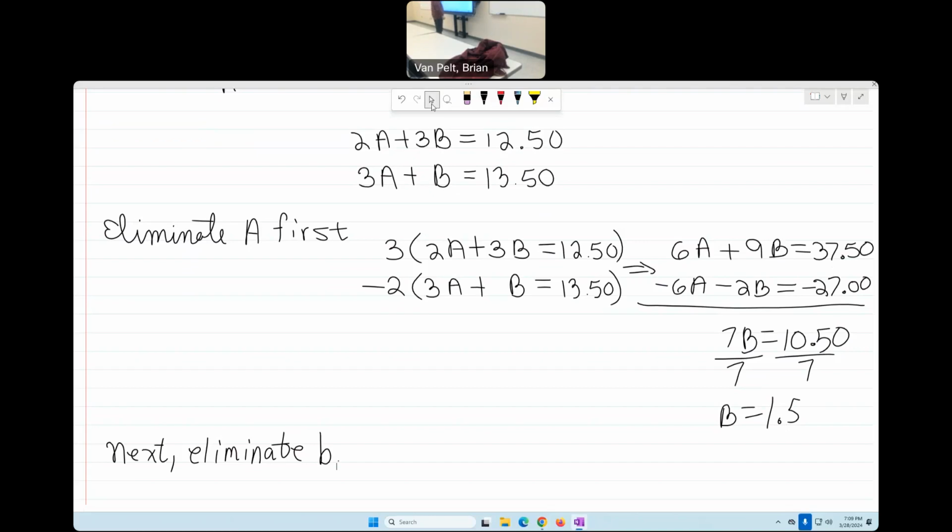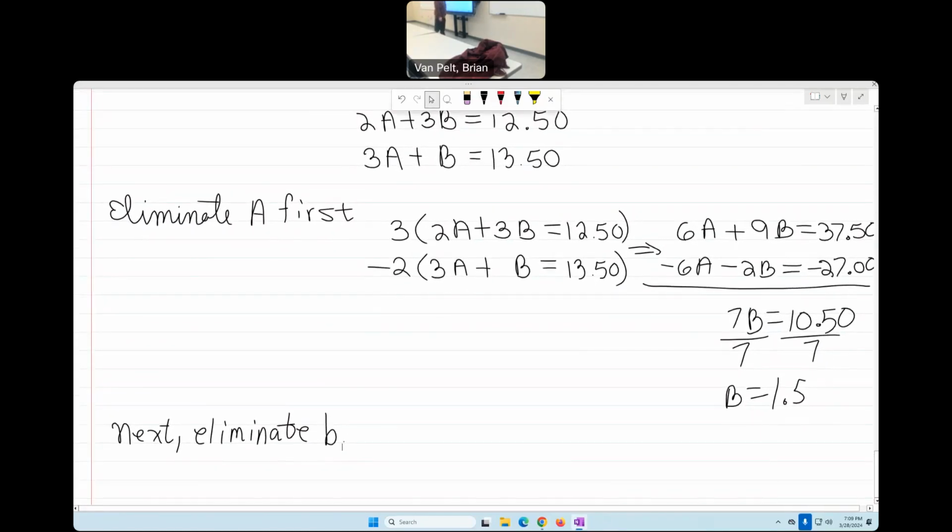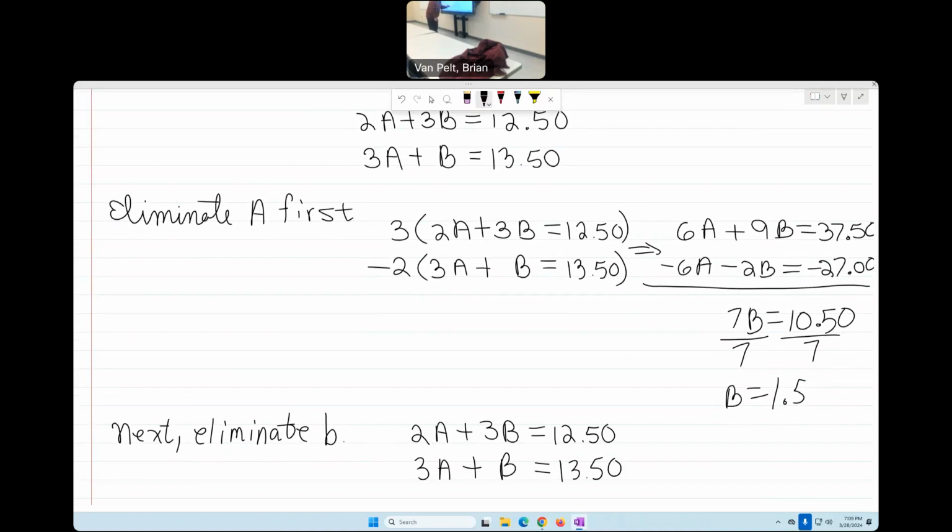So I can get 2A plus 3B. I'm just rewriting them so I can put the multiplier in. And then I have 3A plus B equals 13.50. And I just needed to multiply the second equation by -3. This will wipe out the B.